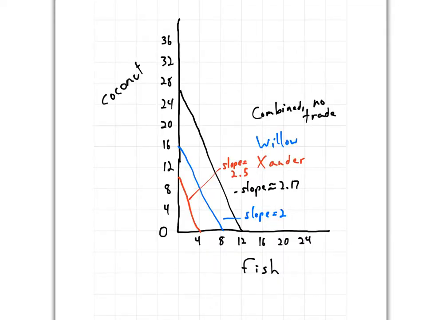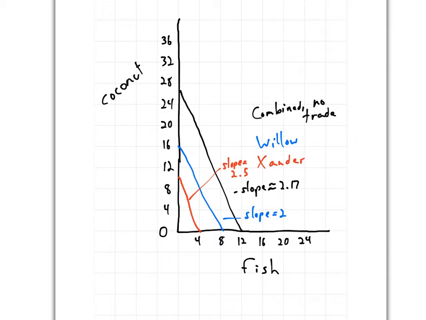Now, we could also combine Willow and Xander's production possibilities curves together. If both of them together only produce coconuts, they'll produce 26, and of course no fish. But if they decide to only fish, they could produce 12, assuming they don't produce any coconuts, or they could produce somewhere in between. But this is assuming that they don't trade. This is just adding together. If they have half of their production on each one, then they're going to be sort of halfway up here, but they're not trading with each other. So it's not as efficient as it could possibly be. Both of them could be better off.